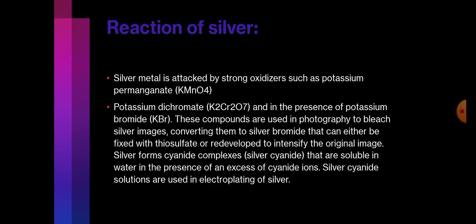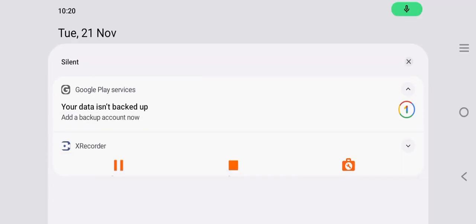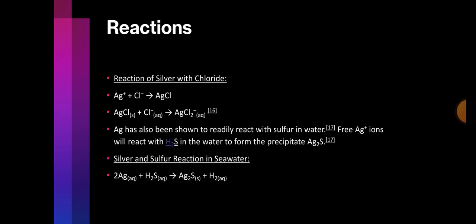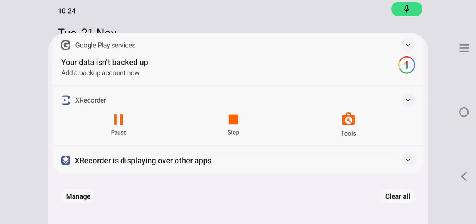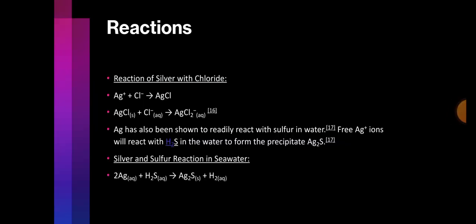Silver forms cyanide complexes that are soluble in water in the presence of an excess of cyanide ions. Silver cyanide solutions are used in electroplating of silver. Silver positive ion plus chloride, which contains negative ions, will give us silver chloride. Silver chloride plus chloride ions will give us a complex that contains two chloride ions.